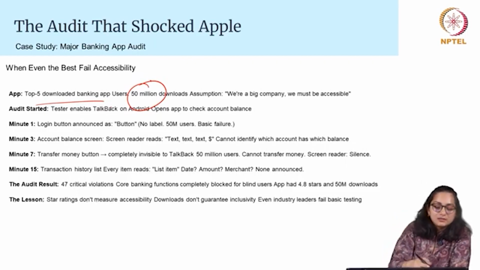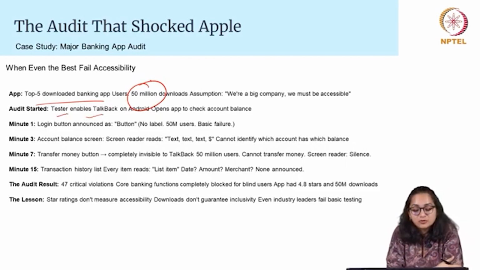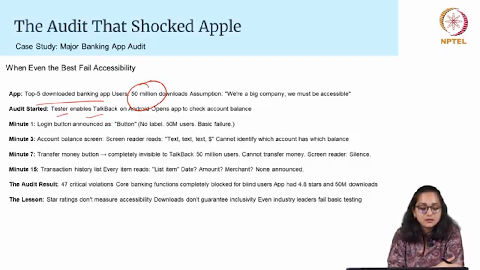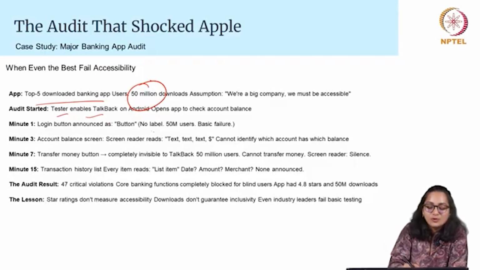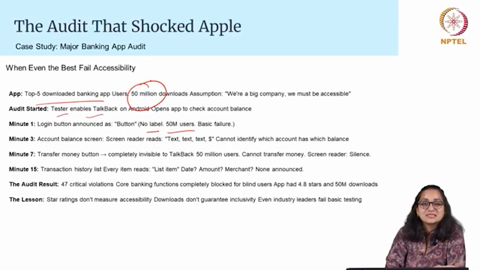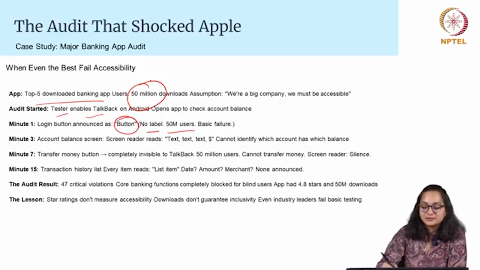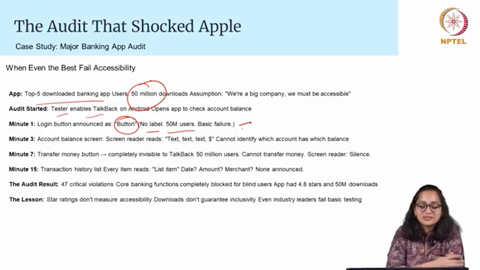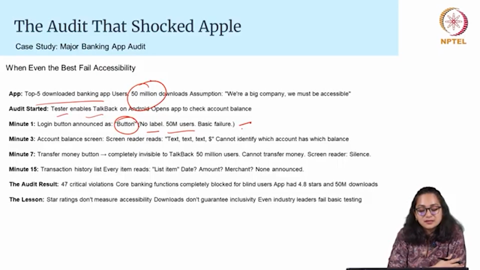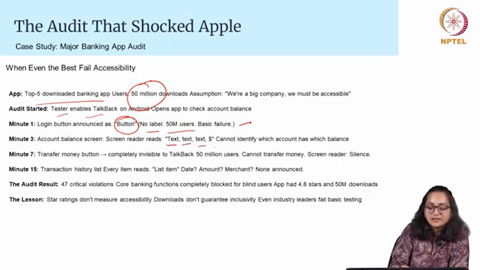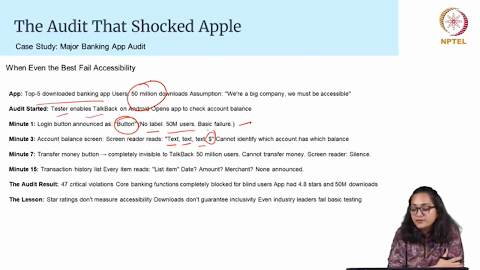When the audit started, the tester enabled TalkBack on Android and opened the app to check the account balance. In the first minute, the login button was announced as "button." No label on the button. 50 million users are using this, and still it is announcing the label as "button." It's a basic level compliance failure. By minute 3, on the account balance screen the screen reader reads "X dollars." Cannot identify which account has which balance.